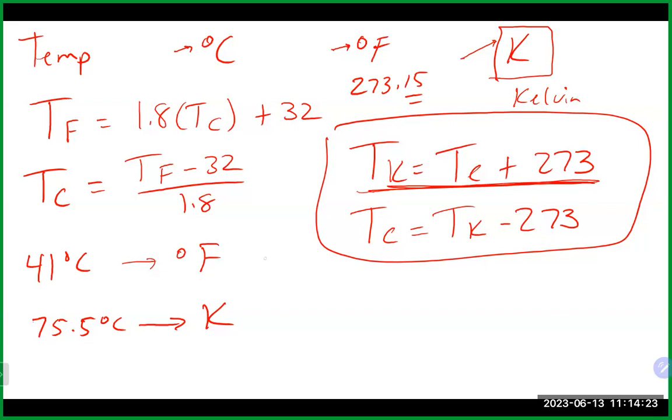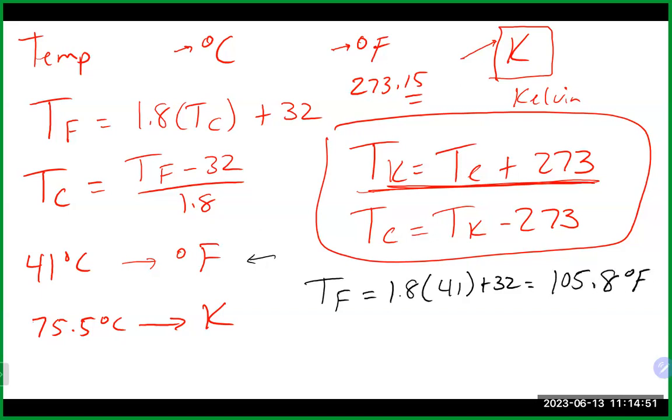Okay, let's take a look. We'll start with the top one here. So we want to go to Fahrenheit, and we have Celsius. So our temperature in Fahrenheit will equal 1.8 times our temperature in Celsius plus 32. If we do that, 1.8 times 41 plus 32 gives us 105.8 degrees Fahrenheit. This should end up at about 106 degrees Fahrenheit, and I'll tell you why that is in a second.